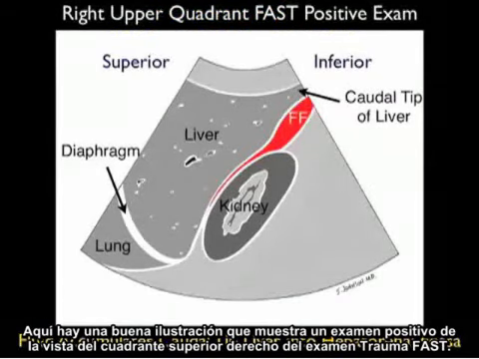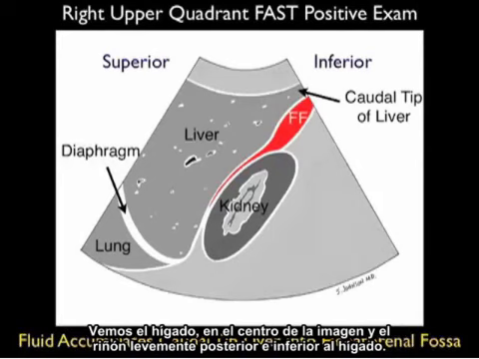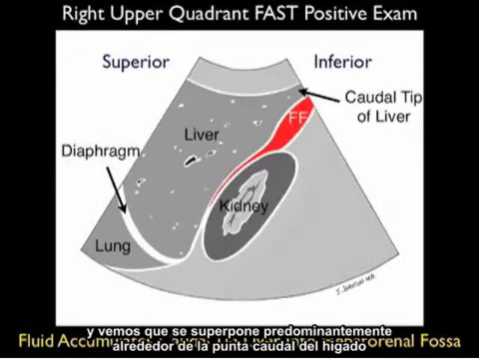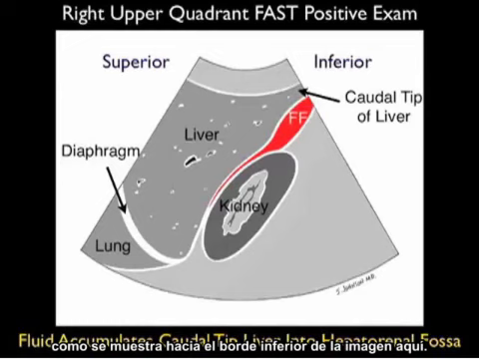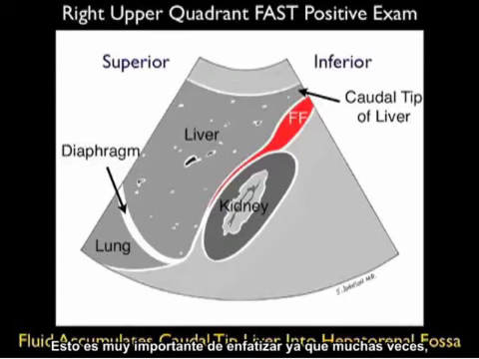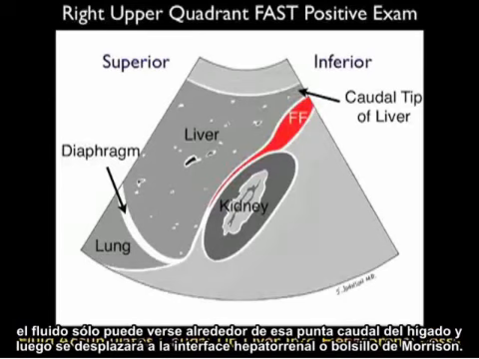Here's a nice illustration showing a positive examination from the right upper quadrant view of the Trauma-Fast exam. We see the liver smack in the middle of the image and the kidney slightly posterior and inferior to the liver. Let's look at the preferential deposition of fluid, as shown here in the orange color, and we see that it layers out predominantly around the caudal tip of the liver, as shown towards the inferior edge of the image here. Notice that it flows from the caudal tip of the liver into that potential space which is Morrison's pouch, in between the liver and the kidney. Now this is very important to emphasize, as many times fresh fluid can only be seen around that caudal tip of the liver, and then it will move into that hepatorenal interface or Morrison's pouch.